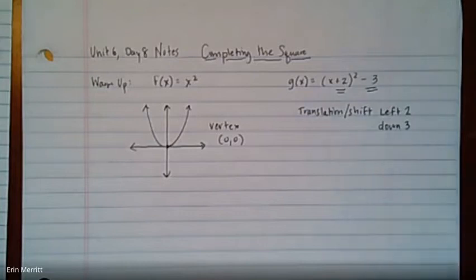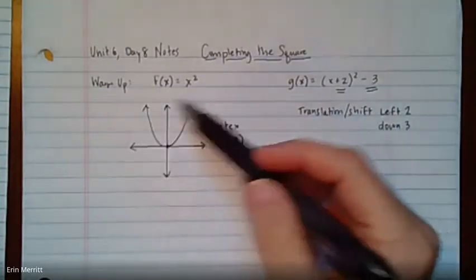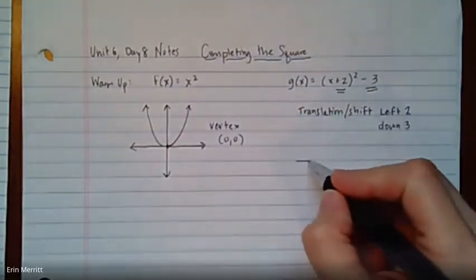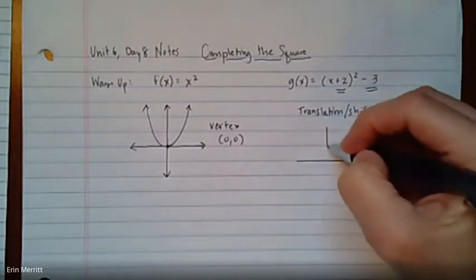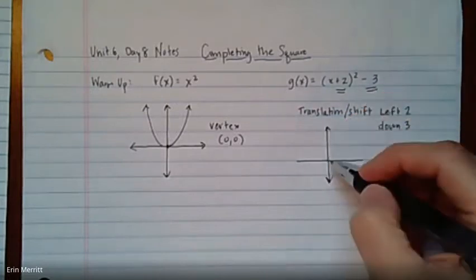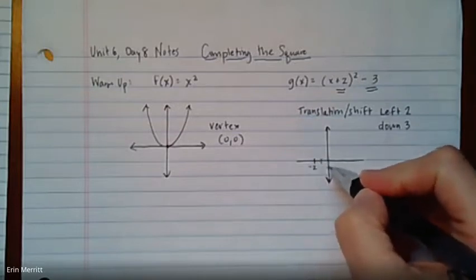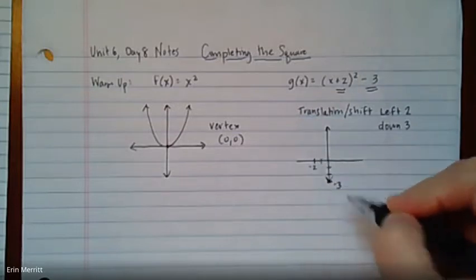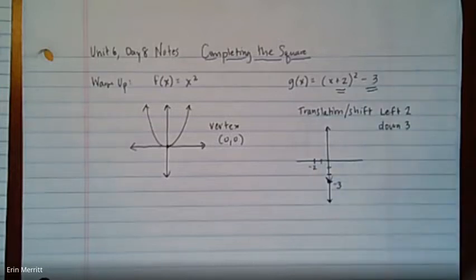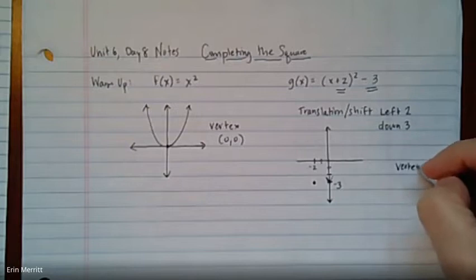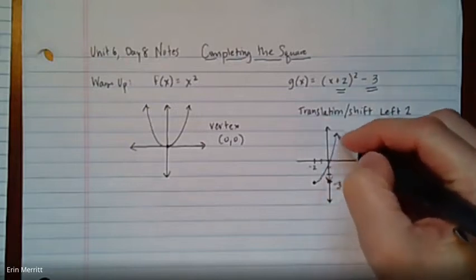Now, when I say shift us, I mean the parent function. So that's what this guy is. If we think about that parent function, the vertex is going to move from 0, 0, left 2, and then down 1, 2, 3. So maybe down here. Maybe I should extend that a little. All right. So that's going to be the new vertex. And then the parabola would still open up.